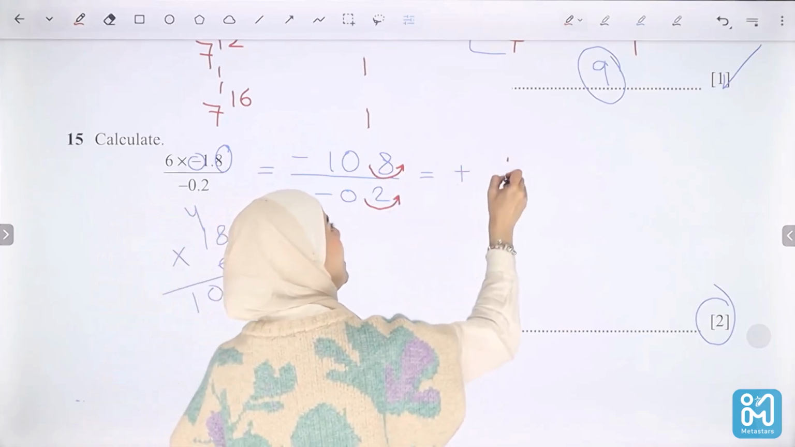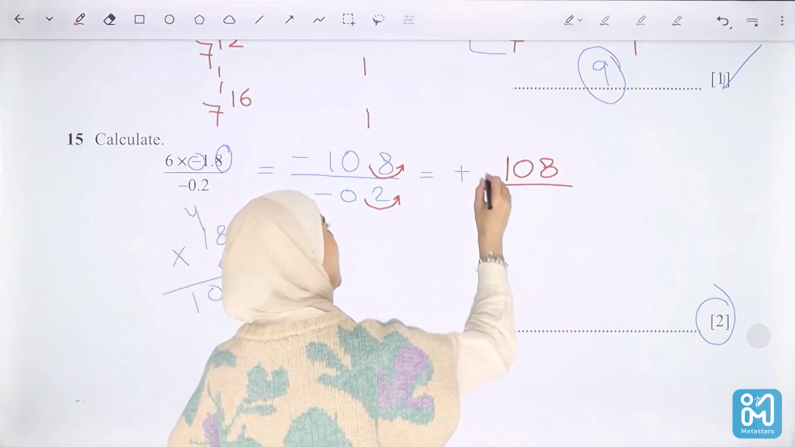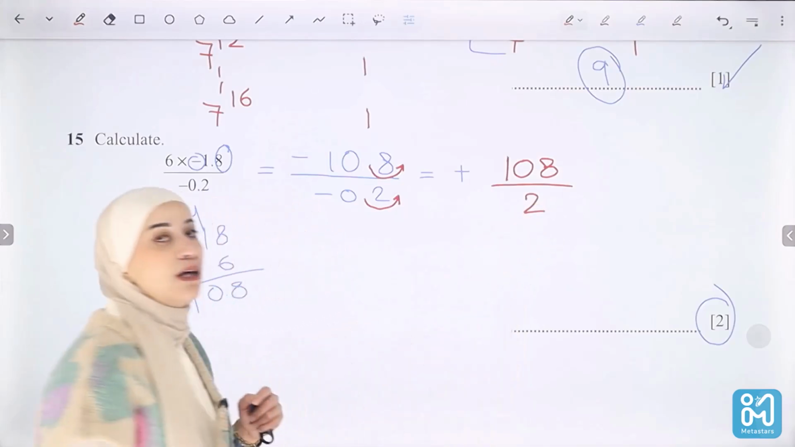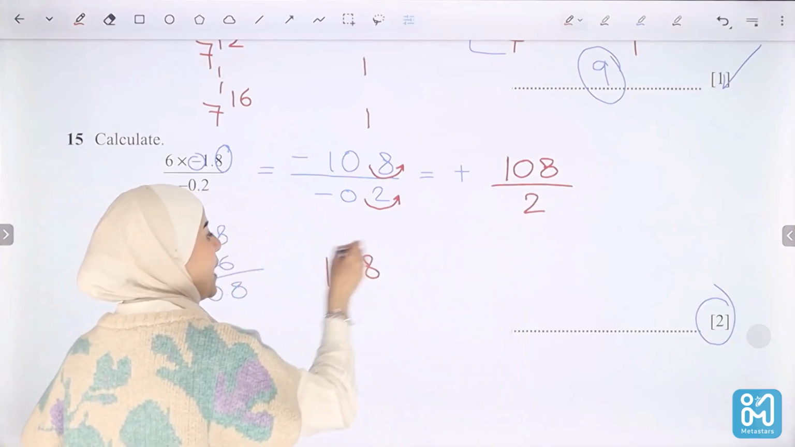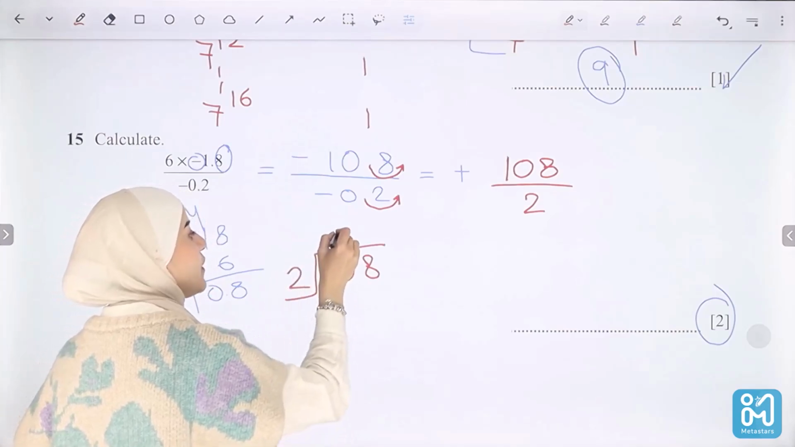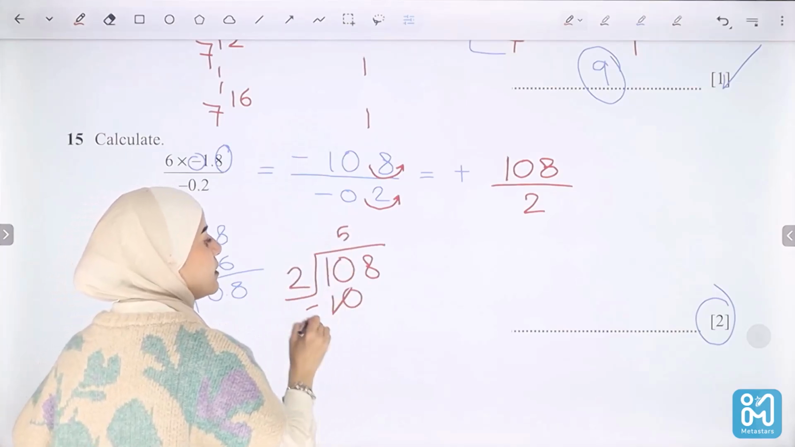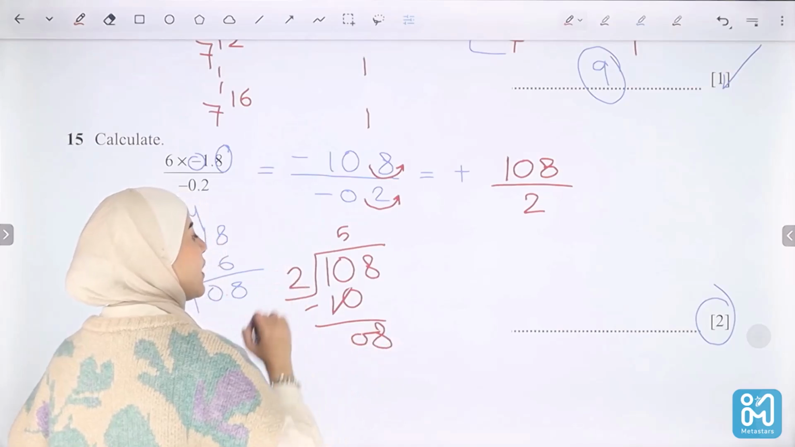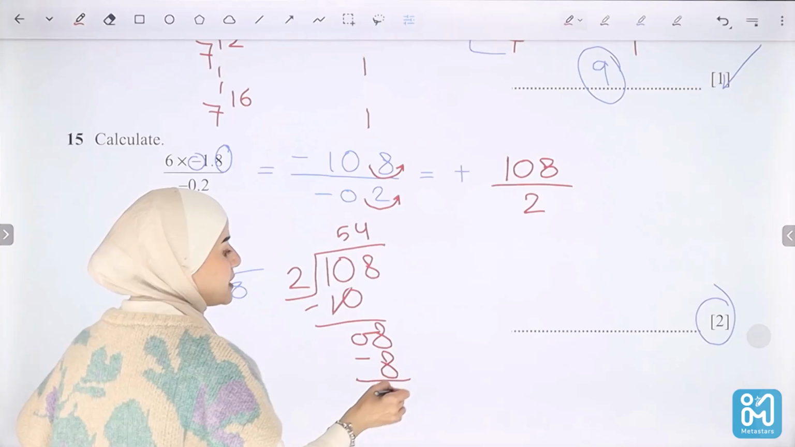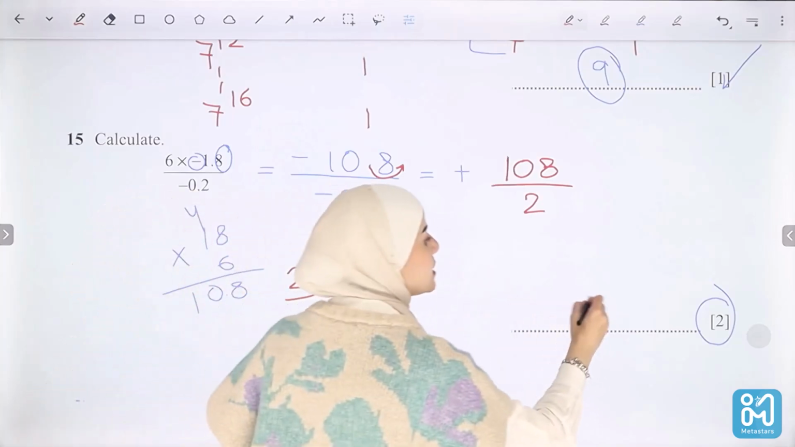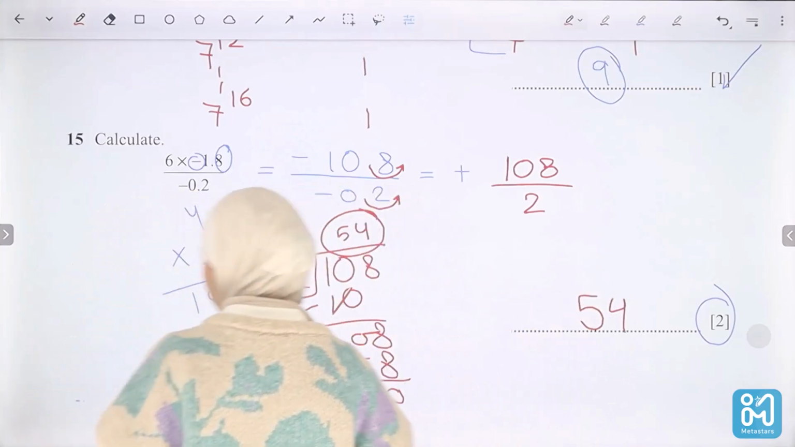So now I have 108 divided by 2. It should also be done manually. As you can see, 10 divided by 2 is 5. 10 minus 10 is 0. 8 divided by 2 equals 4. 4 times 2 is 8, minus 8 is 0. So what is the answer? The answer should be written as 54.